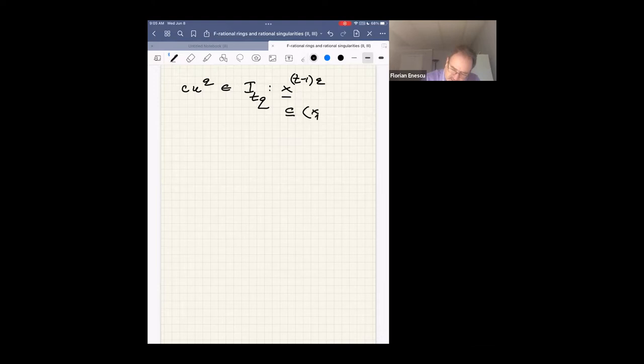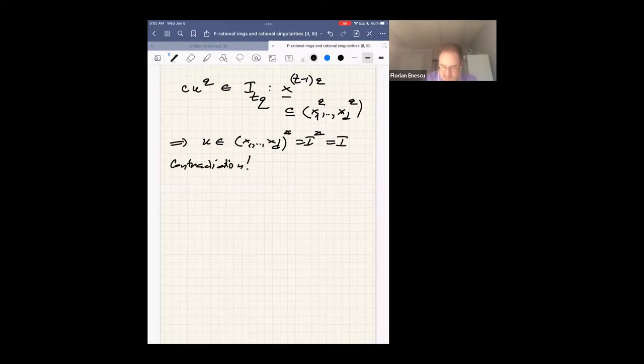Using the Cohen-Macaulay property, because the x's form a system of parameters, therefore a regular sequence, you can, by using inductively the regular sequence property, get that this colon is contained in (x1 to the power q, ..., xd to the power q). So now, therefore, u itself is going to be in the tight closure of I, which is I. So that gives a contradiction, because the image of u was supposed to be non-zero in R mod I. All right, so therefore all these I_t are tightly closed.